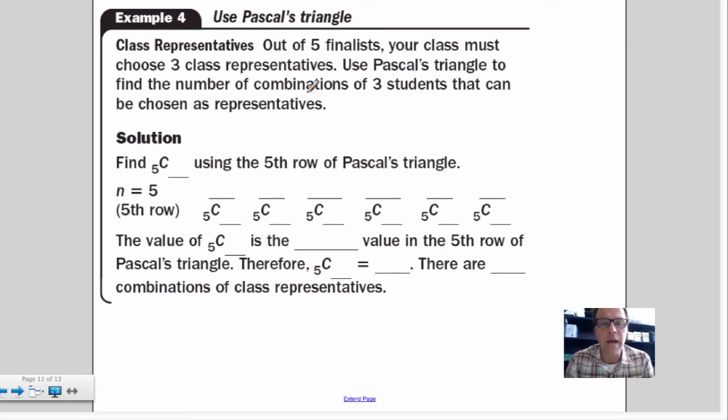Out of 5 finalists, your class must choose 3 representatives. Use Pascal's triangle to find the number of combinations. So this would be 5C3. Again, the order, class representatives, there's no president, vice president.